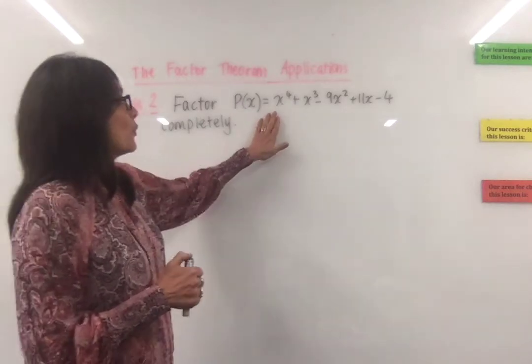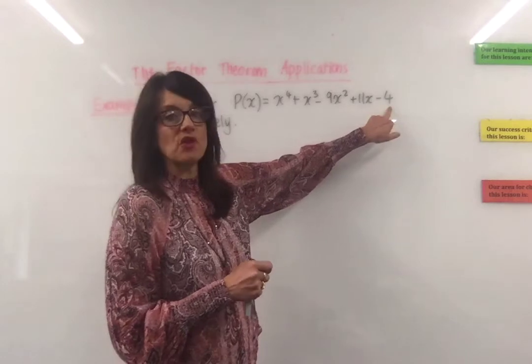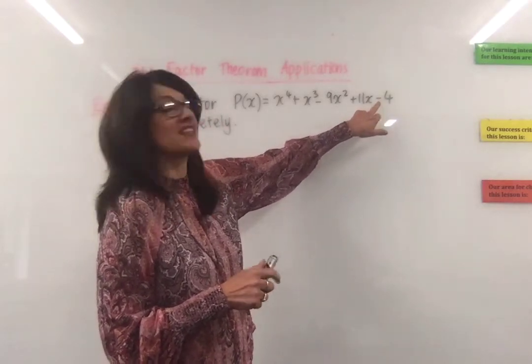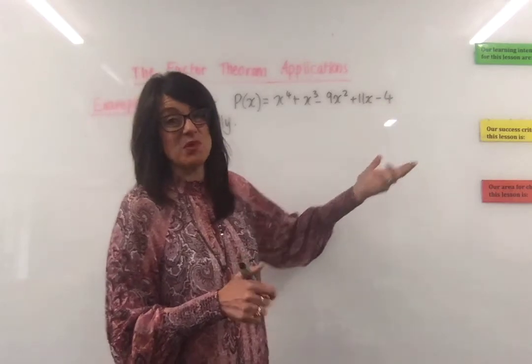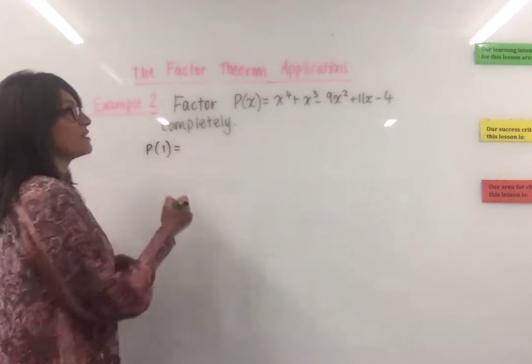So we know that if we want to find factors of a polynomial, we focus on the constant. And the constant here is -4. So we start by looking at factors of -4. And the easiest one to start with testing is 1. So let's start with P of 1.